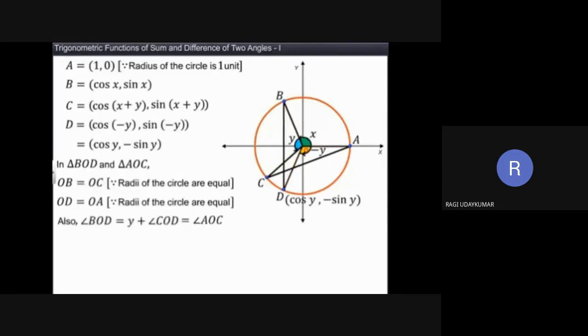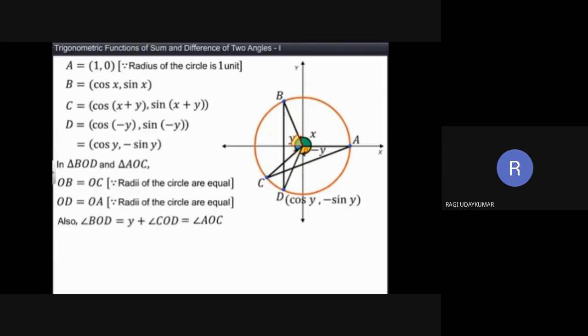And if you consider the angles, angle BOD is y plus COD, which equals AOC also. Sir, it is minus y now. The measure we represent with the negative is to show it is in the clockwise direction. But the measure will not be taken as minus y.